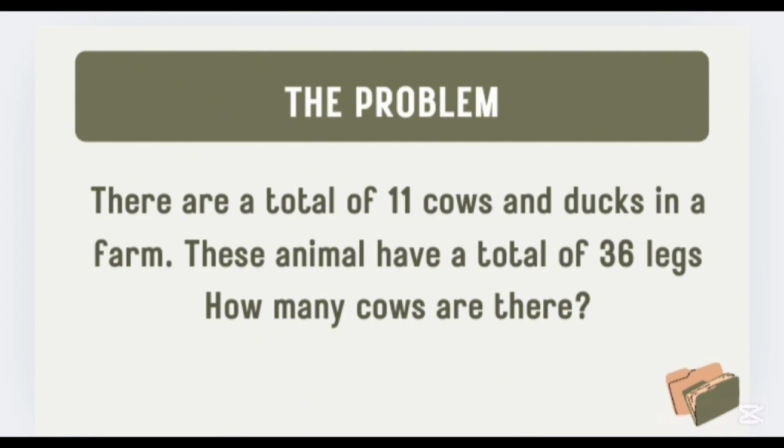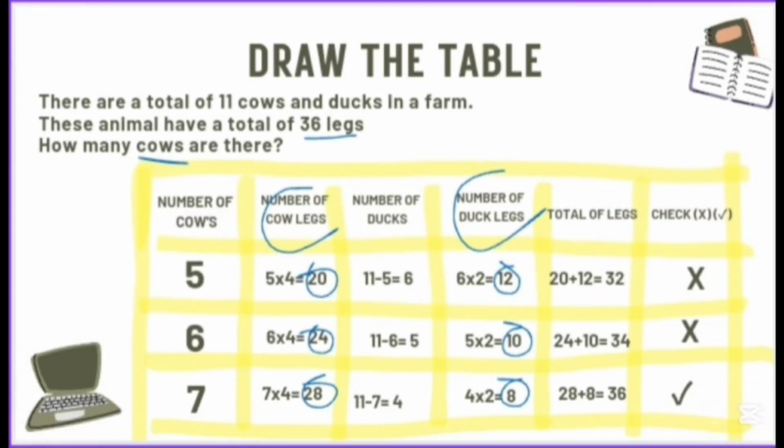So, let us know. In this example, the table with 6 columns is already prepared. I will just explain the process of getting the correct answer. In the first column, the number of cows is listed. Next, the number of cow legs. Then the number of ducks. Next, the number of duck legs. Also the total number of legs. And the last column will indicate whether our answer is correct or incorrect.